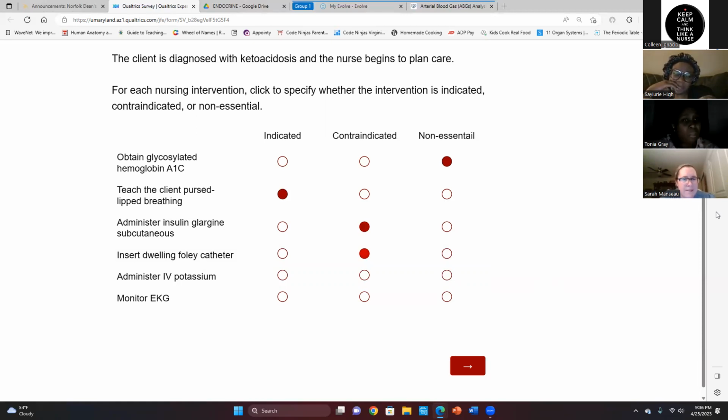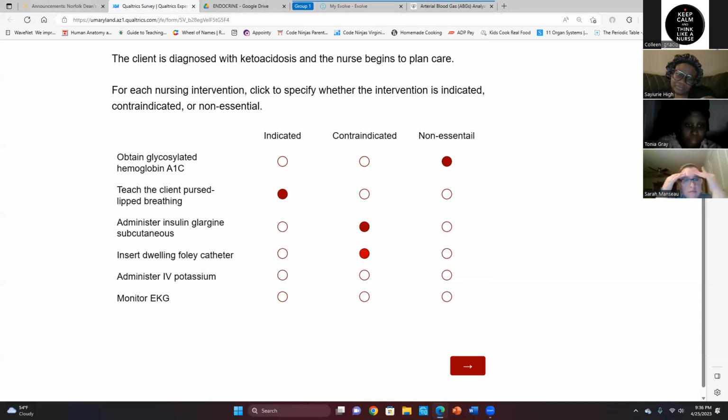Indicated means yes, we have to do it. Contraindicated means it could harm the patient. Non-essential means it's something you can do, but not important. They'll say it's non-essential. But in a hospital setting, that is contraindicated. I don't know, because that's invasive. And if the patient's awake and can go to the bathroom, wouldn't that be contraindicated?